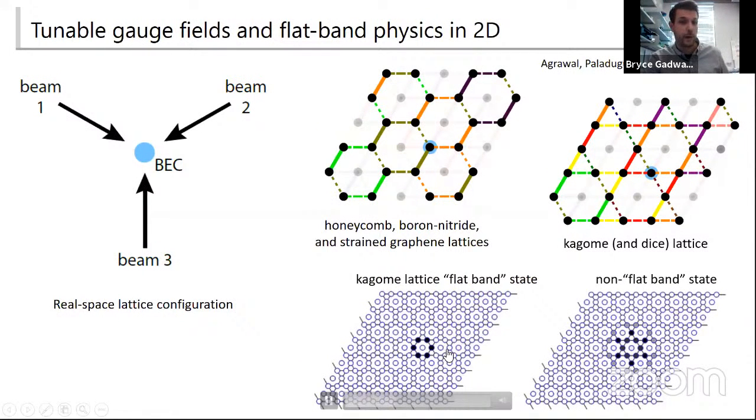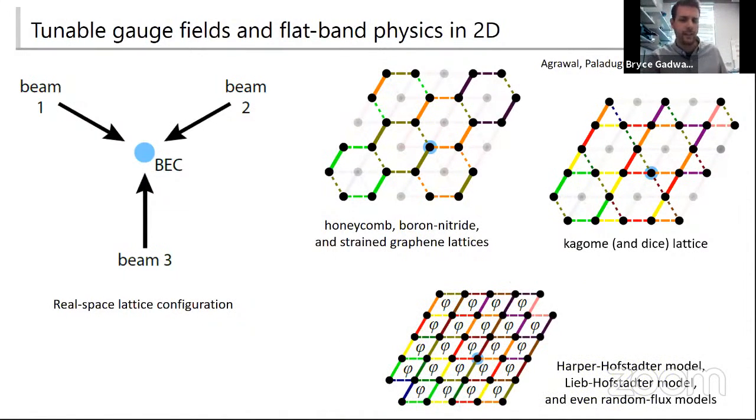So in the one case where we've prepared a flat band state, it's frozen. And in the other case, you get kind of fast dispersion across the lattice because you've actually prepared different bands of this 3-band model. And you can even get gauge fields here.